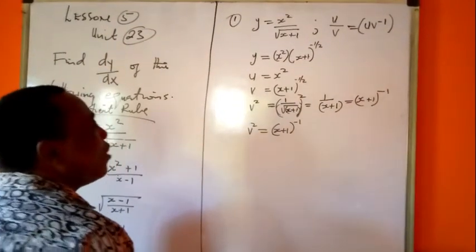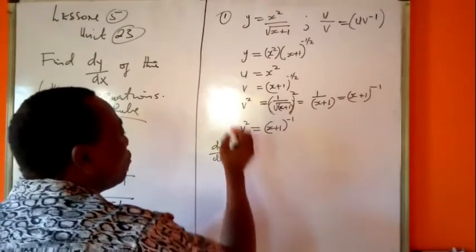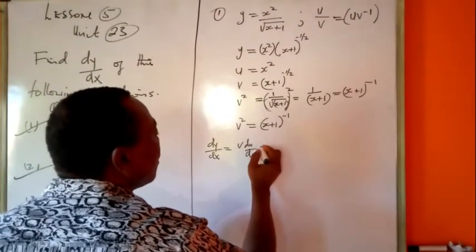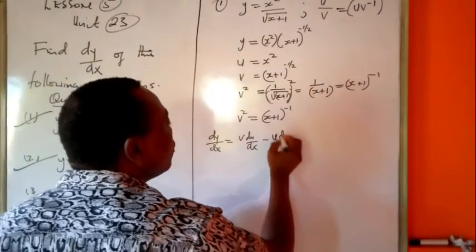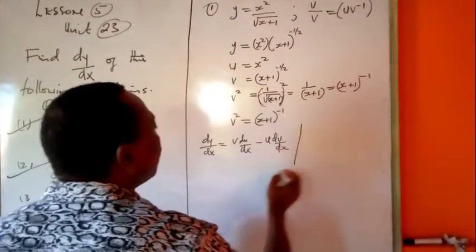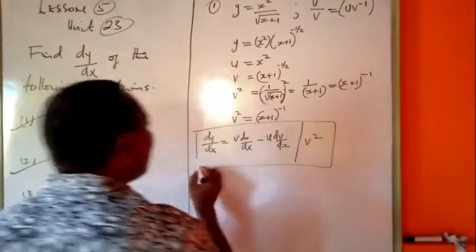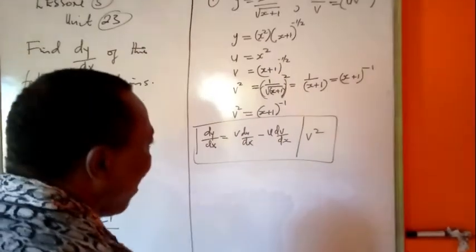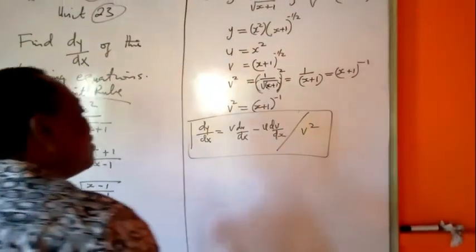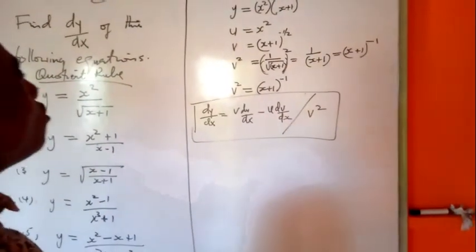Now coming down to our formula, dy/dx is equal to v du/dx minus u dv/dx all over v squared. To minimize space, we can do something like this. Let's do this one very well so you know that it's a division sign for all. So we can begin to do our work.